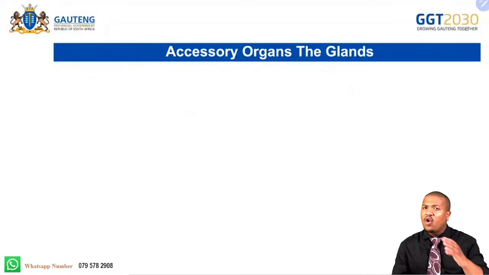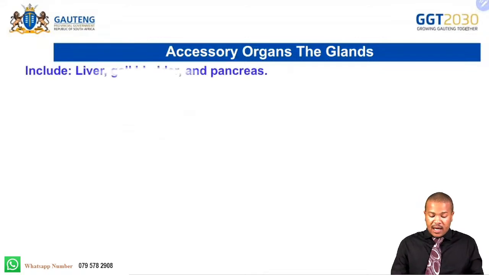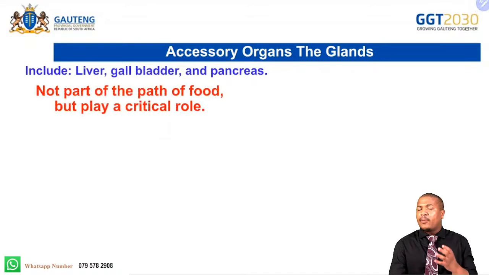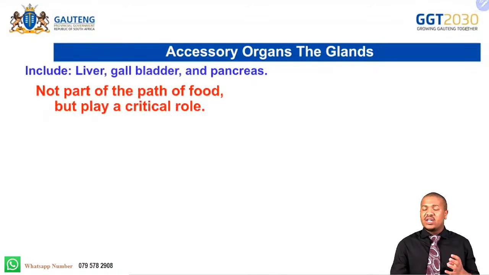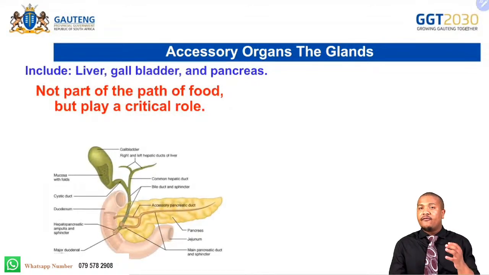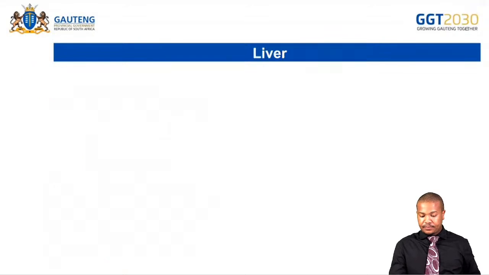So that is not all about the digestive system. Remember, we also have accessory glands or accessory organs, which include the liver, the gallbladder, and the pancreas. I would like us to talk about them one by one. These accessory glands are not part of the path of food, but they play a critical role in digestion as well.